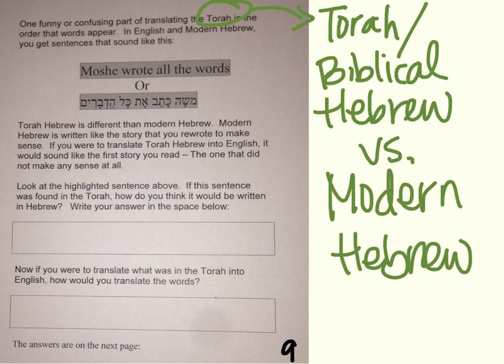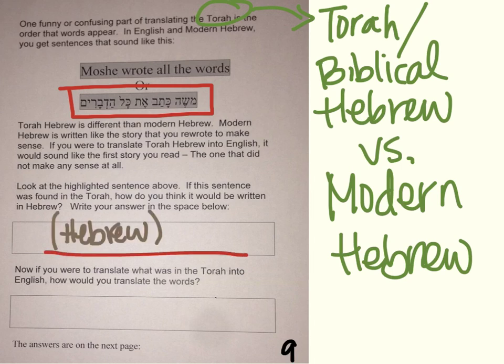So look at this highlighted text up here. This is written in modern Hebrew. Now, if you were to find this story in the Torah, in the different word order, how do you think the words would be rearranged? Figure that out and write your answer in this space right here. Now, since what you just wrote is in Hebrew, translate that directly into English. And if you've done this right, the words in English should not be in the same order as they are right here. So go ahead and write your English in this space right here.